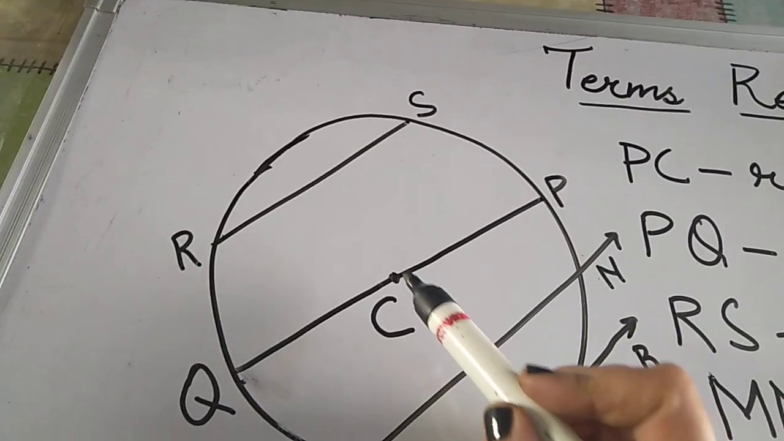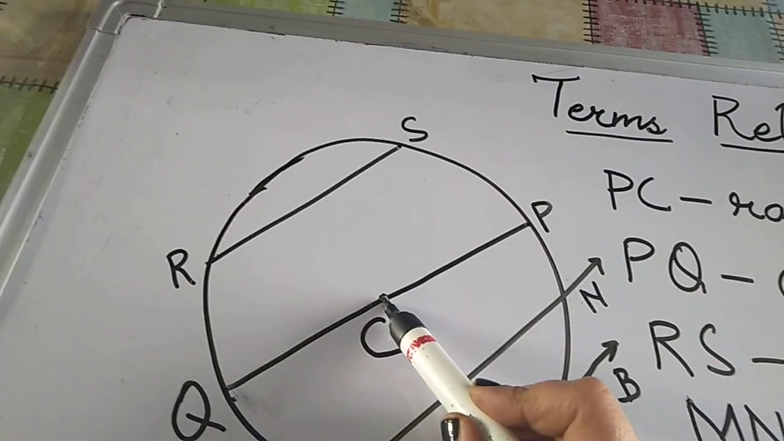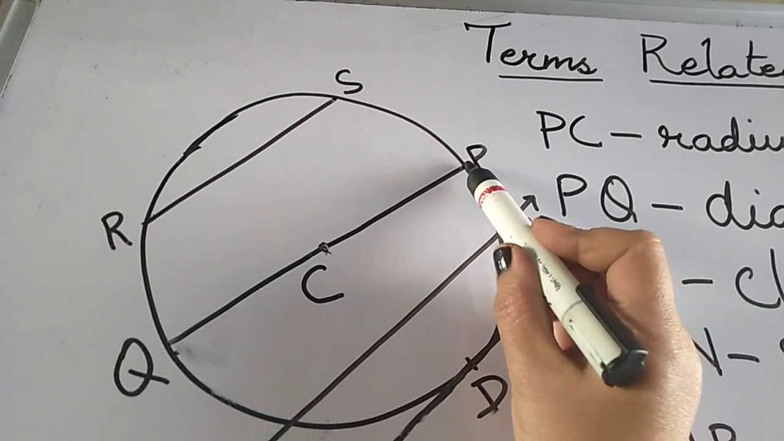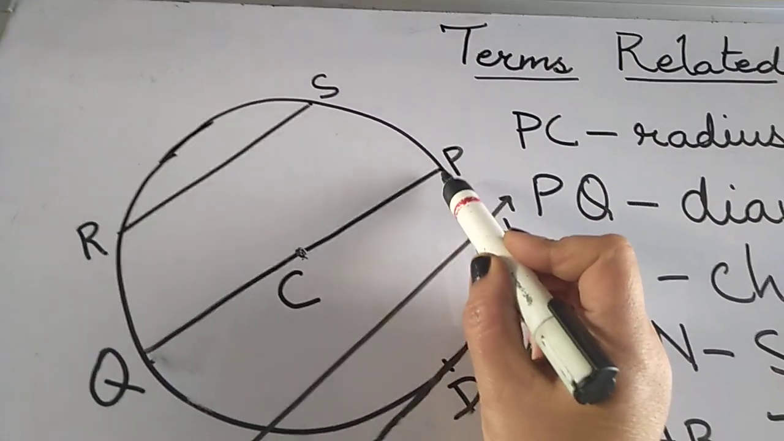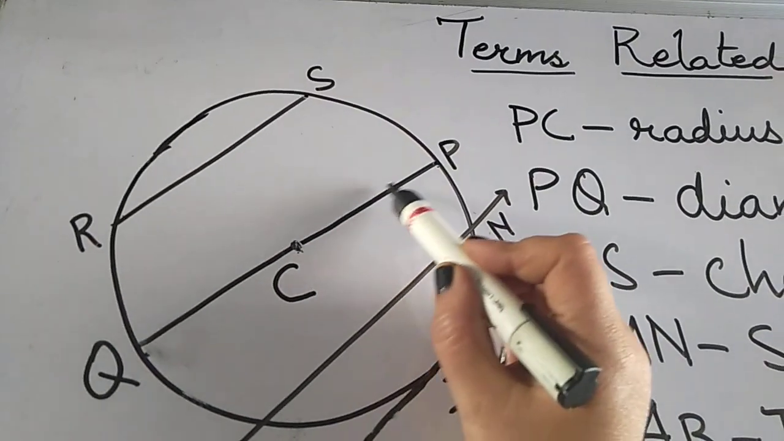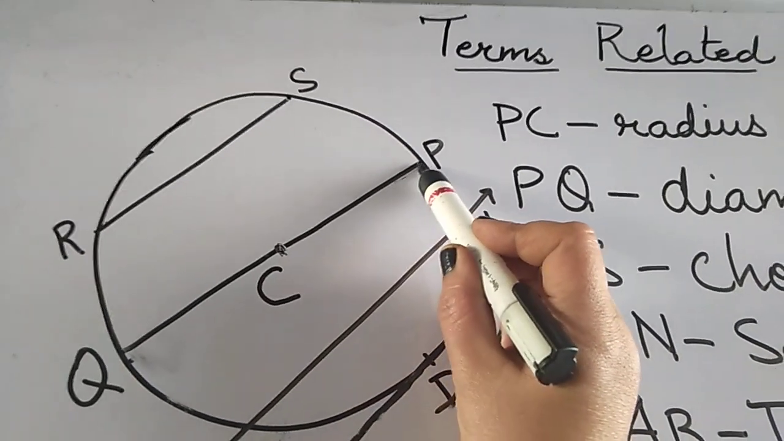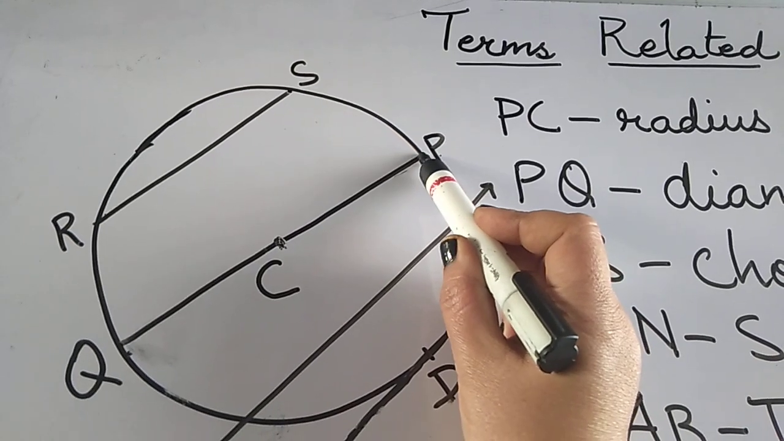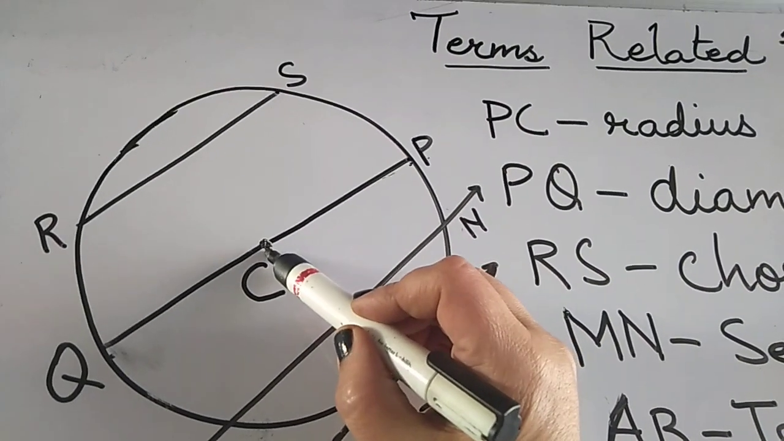Now if I take a fixed point, that is C. I take a thread, fix it at point C, and I move that thread in such a way that it remains tight, so that its distance from here is always the same. Now suppose this is the moving point, a point on the string which we will move, and the string will be tight.